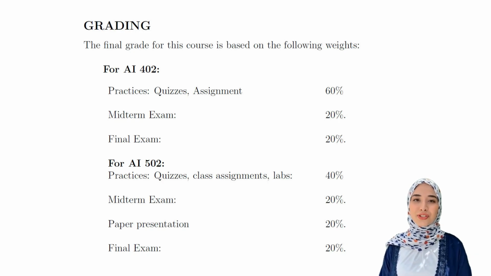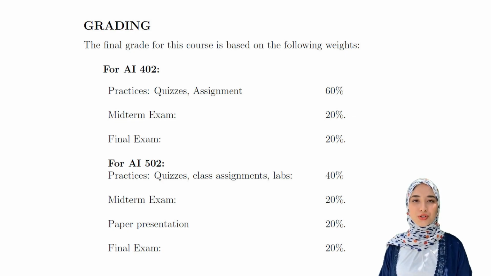For AI 502, the structure shifts a bit toward research and deeper analysis. 40% comes from quizzes, class assignments, and labs, 20% from the midterm exam, 20% from your paper presentation, and 20% from the final exam. The main difference between the two courses is that AI 502 includes a research paper presentation, a key milestone where you'll explore, analyze, and present a landmark paper in generative AI.